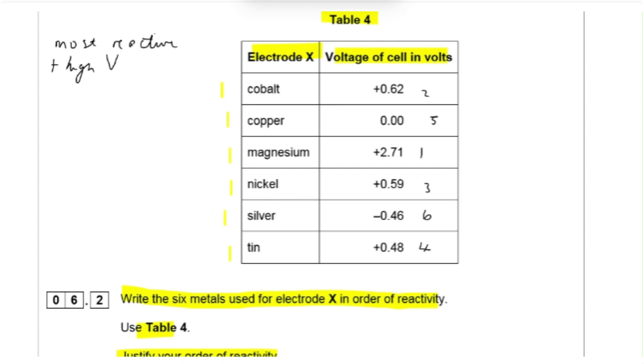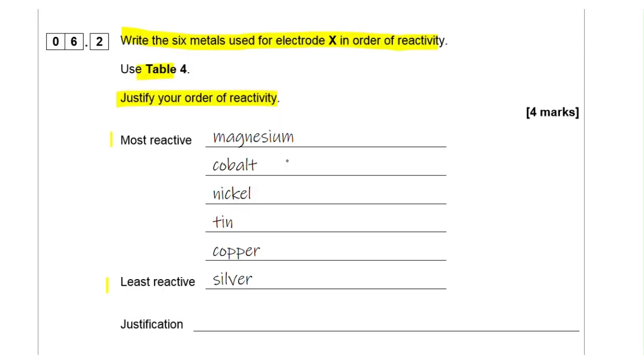The last one, number 6, is silver, because silver is negative 0.46, and obviously that's below copper because that's below 0. So for 2 marks, there's your list of most reactive: magnesium, cobalt, nickel, tin, and that's 1 mark, and then the second mark, copper, finally silver.